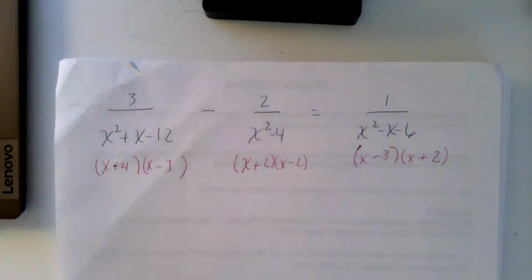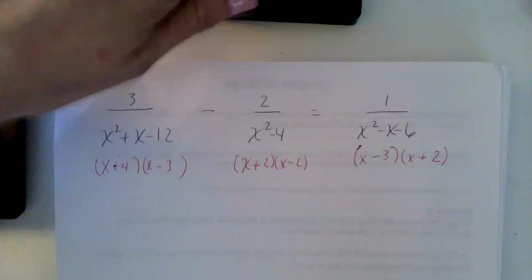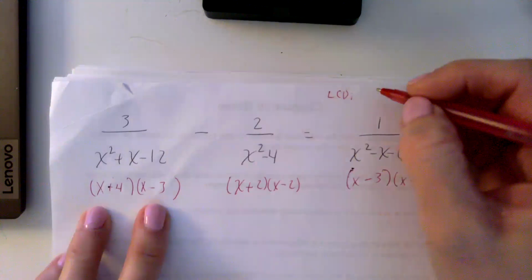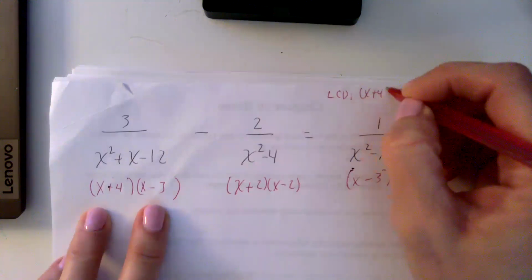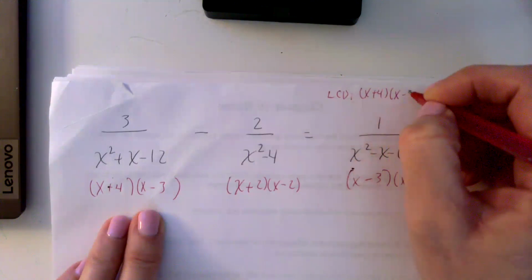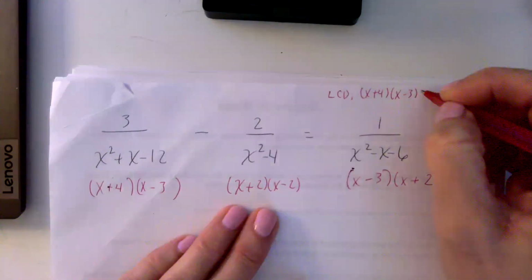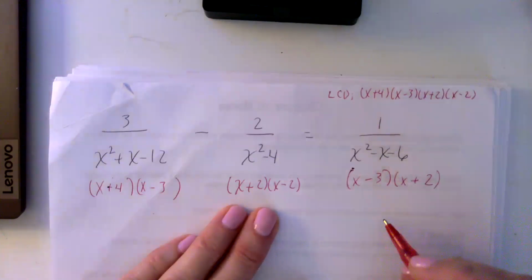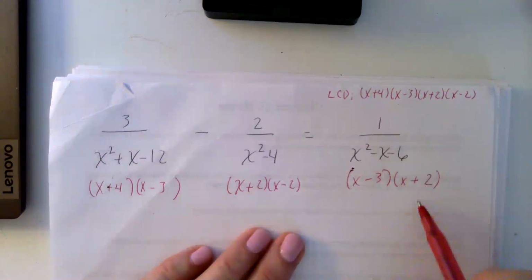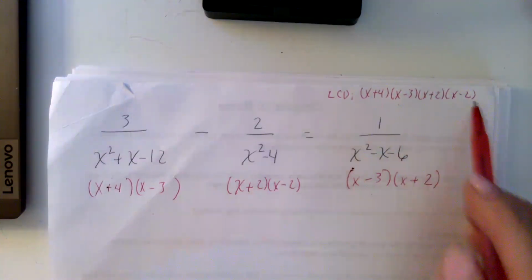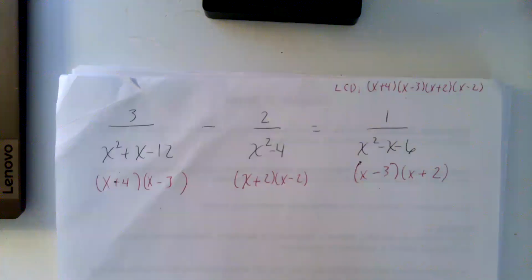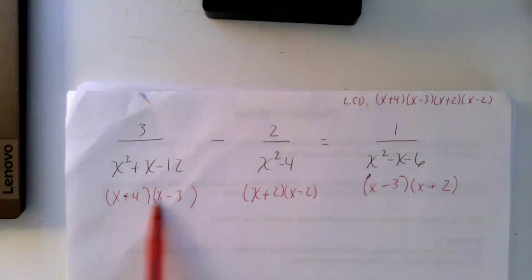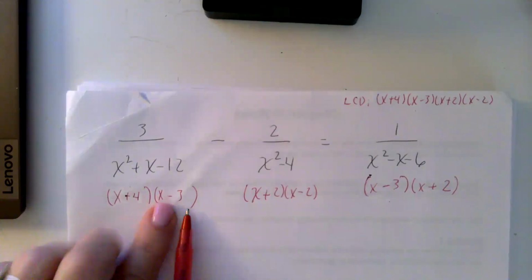So it looks like the LCD is going to be an x plus 4, an x minus 3, an x plus 2, an x minus 2, and the x minus 3 has already been used, and the x plus 2 has already been used. So these 4 terms. So again, I'm only going to multiply through by the factors that I don't have already included. So I have an x plus 4 and x minus 3.